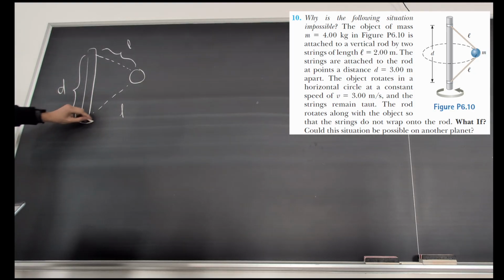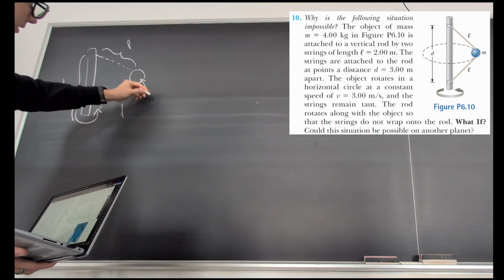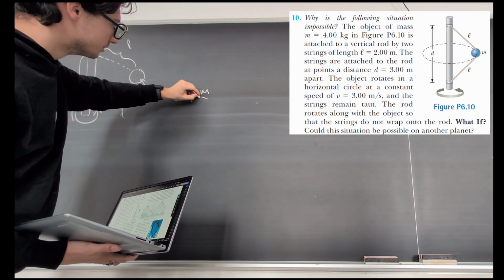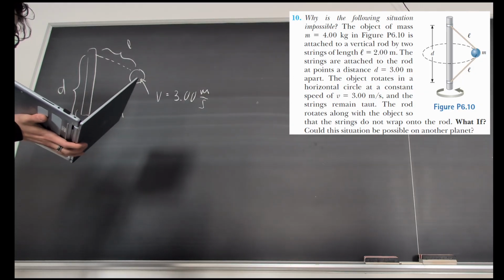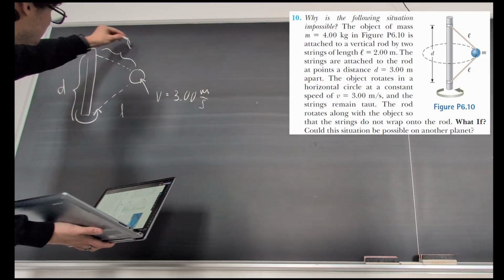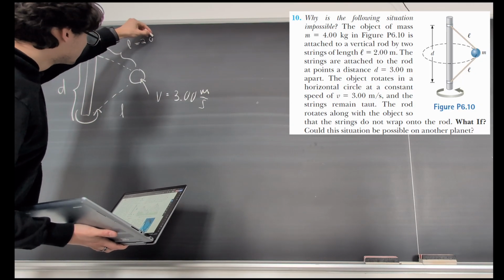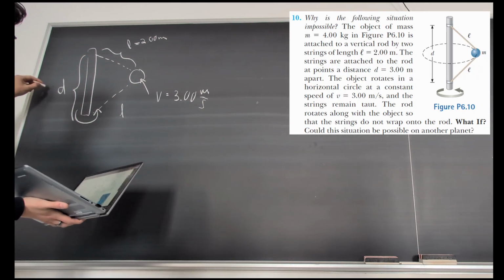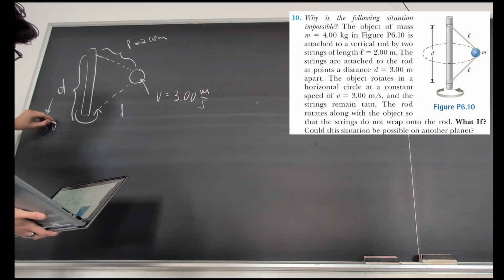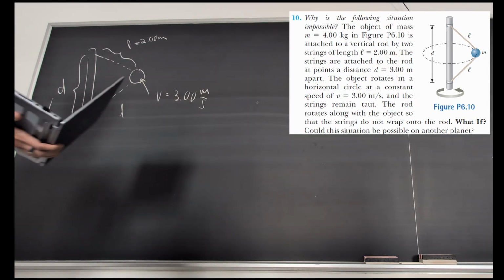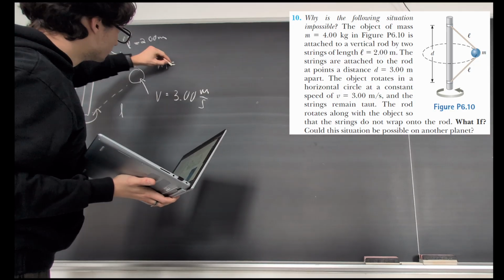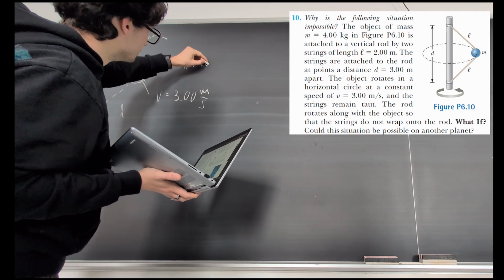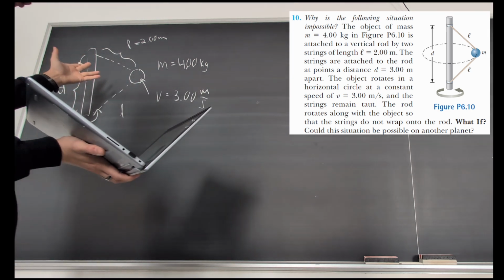Then this rod spins around like this, so that the ball reaches a tangential velocity of 3.00 meters per second. The length L is 2.00 meters, and the distance D is 3.00 meters. We're also given the mass of the ball, which is 4.00 kg. So it says, why is the following situation impossible?